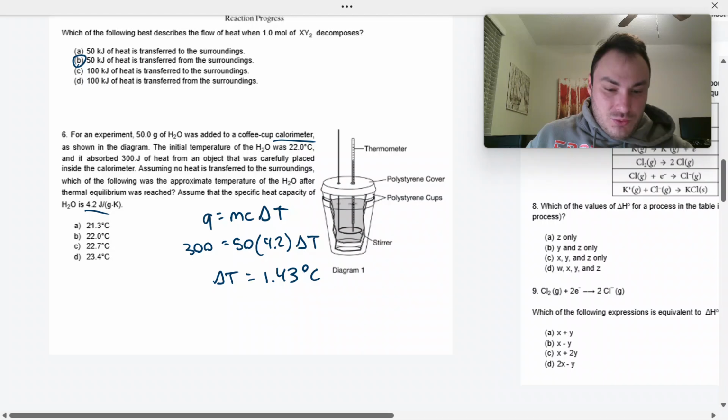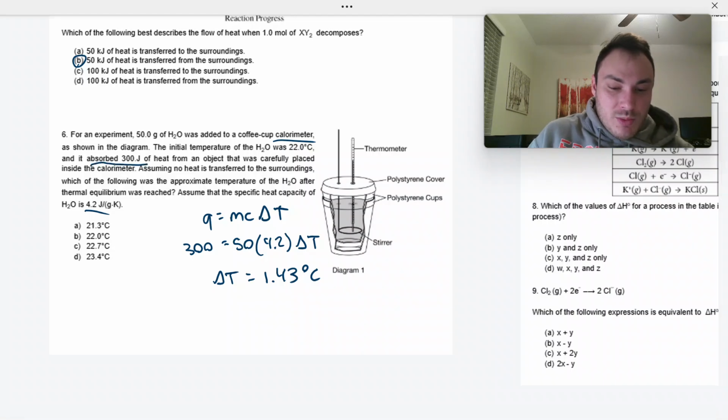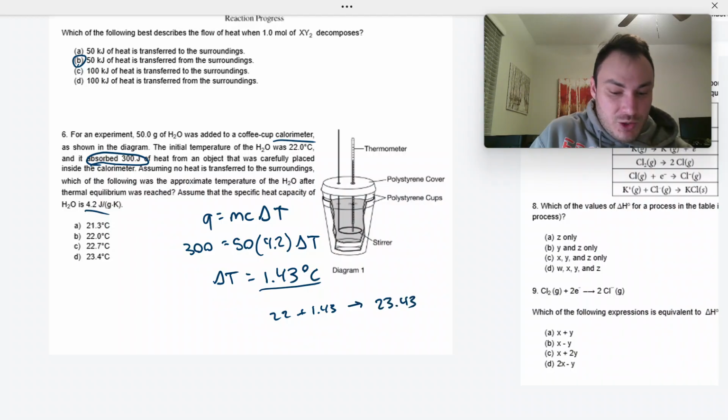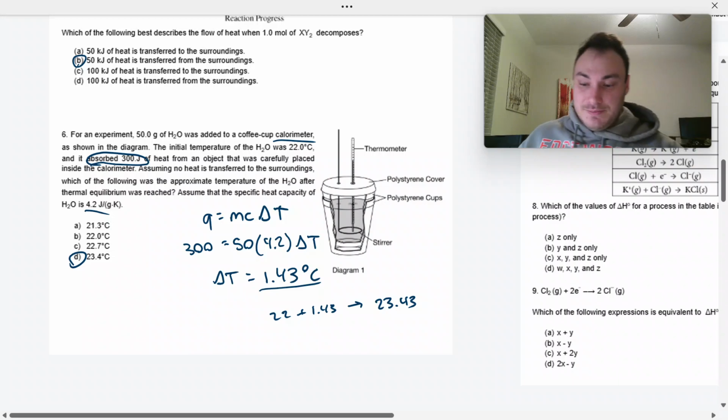So the water absorbed 300 joules, which means the temperature is going to go up by 1.43 degrees Celsius. So 22 plus 1.43 is 23.43, which matches D. So D is our answer.